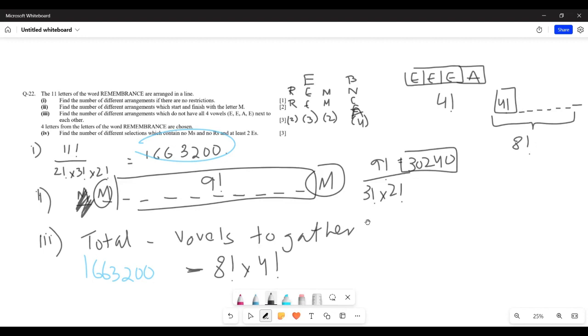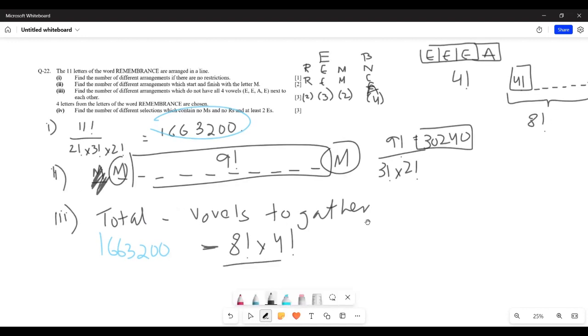Oops, I forgot to divide by the repetitions. So again, there were repetitions: 3 E's, 3 factorial, 2 R's, 2 factorial, times 2 M's, so 2 factorial. Okay, that gives 1,622,880.